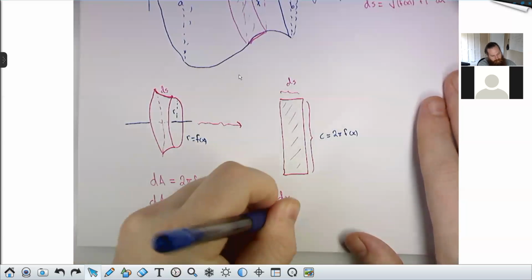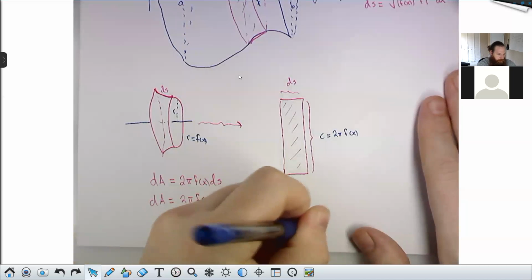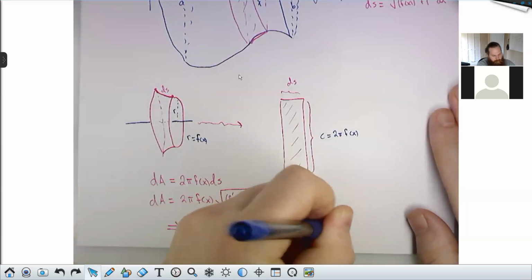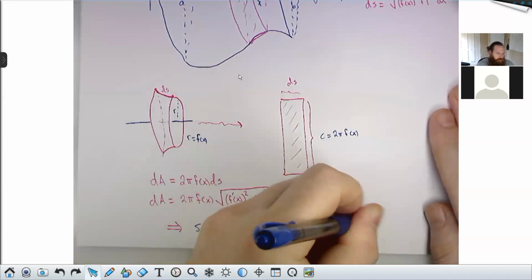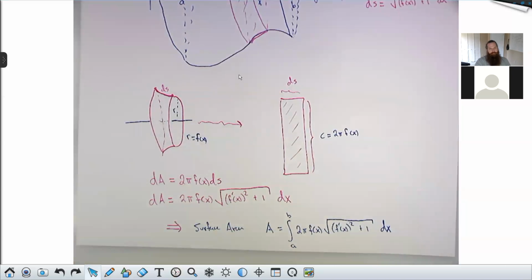We'll integrate from a to b 2 pi f of x times the square root of f primed of x squared plus 1 dx. And that's the game. Now, sometimes these integrals are easy to handle. Sometimes these integrals are very hard to handle.